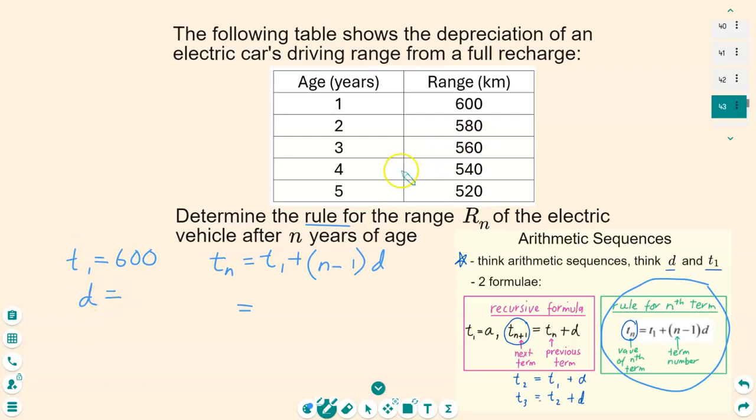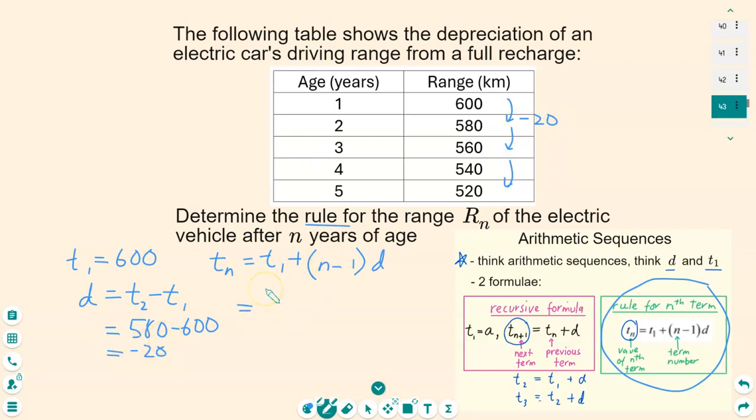D is the common difference. And we can find that. We can just subtract consecutive terms. So you could do that. And we're going to find that D is negative. You can always find it from the sequence itself, where you can see that it's subtracting 20 each time.